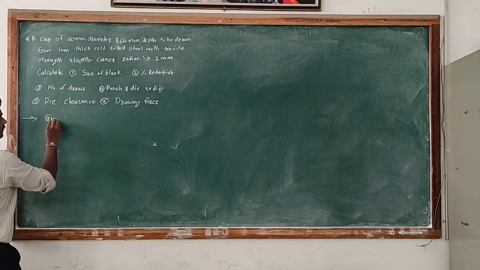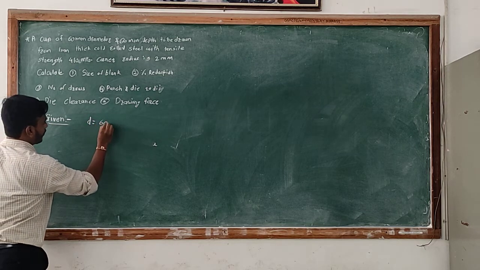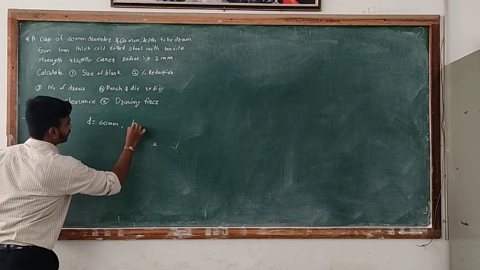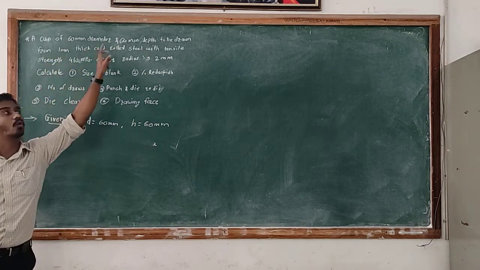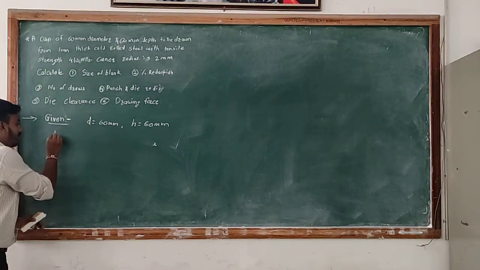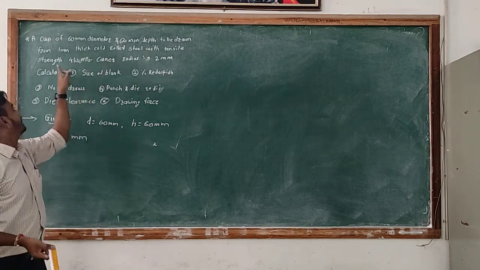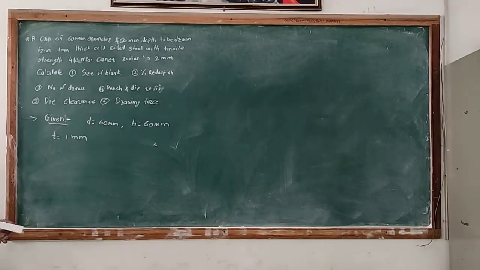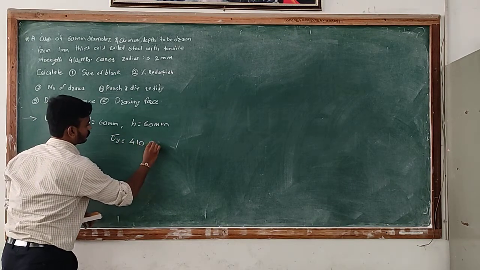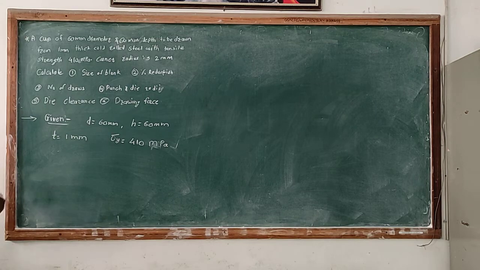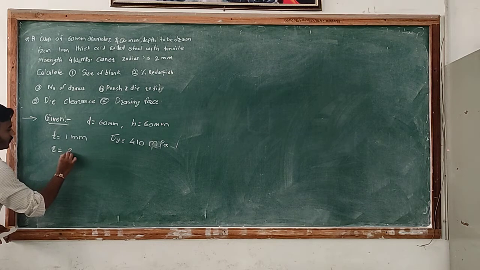So we will note down the given things here. What is given? Small d is 60 mm. Height is also 60 mm. It is to be made from 1 mm thick cold rolled steel, meaning the thickness of the plate is 1 mm, with a tensile strength of 410 MPa. Tensile strength sigma y is 410 MPa. Corner radius is small r, that is 2 mm.